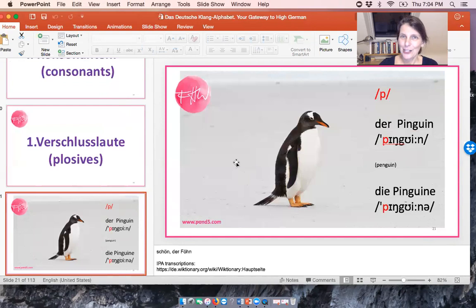And so for each sound, there will be an image. I tried to find animals as much as possible, but sometimes I wasn't able to find an animal. So I used a different picture that was very memorable. And so I encourage you to learn the sound alphabet.